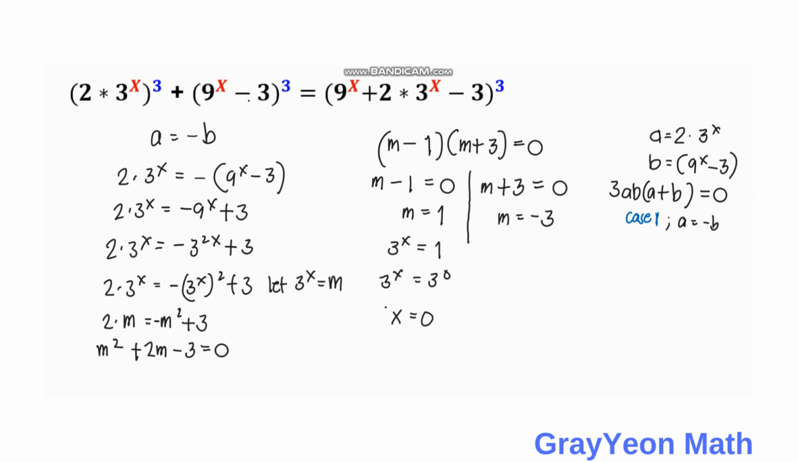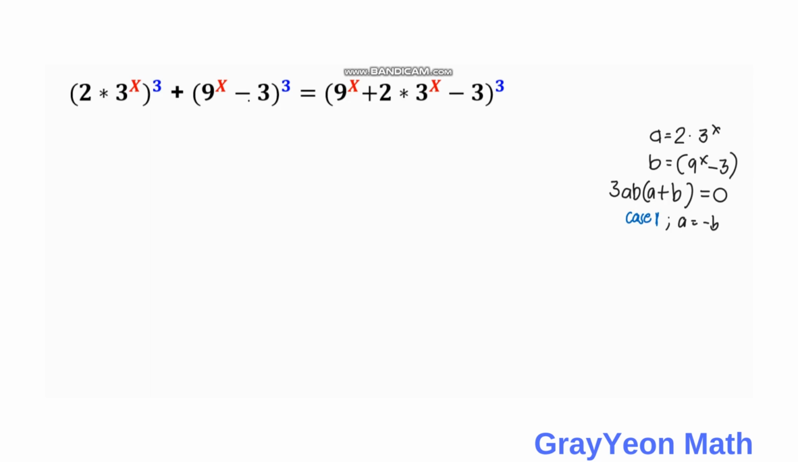On the other hand, we have m is equal to negative 3, but m is 3 raised to x, so 3 raised to x is equal to negative 3. If we use logarithms on both sides, it is invalid because there is no logarithm of a negative number. So we will only accept x is equal to 0.